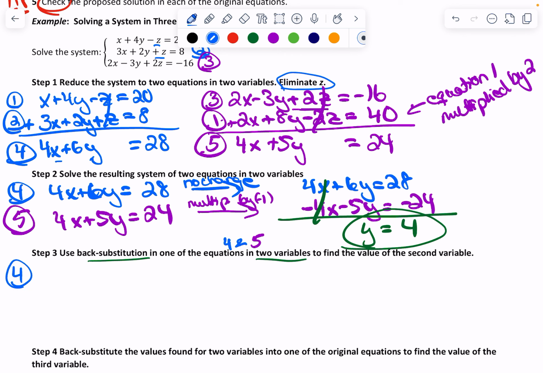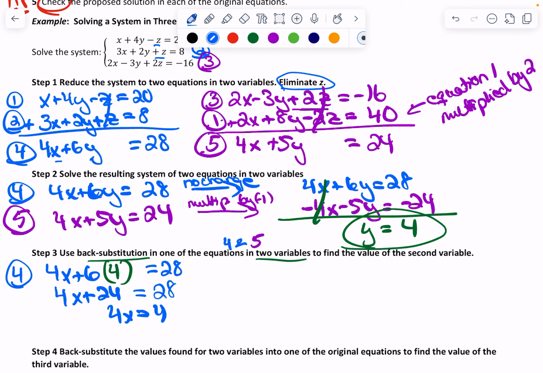We're going to rewrite 4x plus 6 times y, we're going to substitute with the 4 that we got, equals 28. So 4x plus 24 equals 28. 4x equals 4, x equals 1. So now we've got x and y.